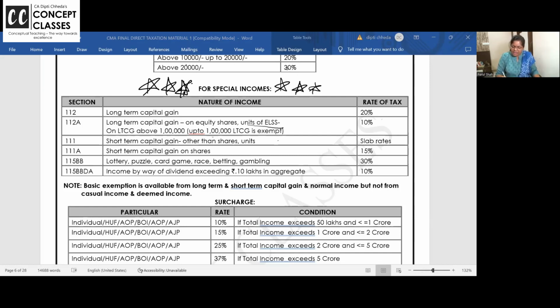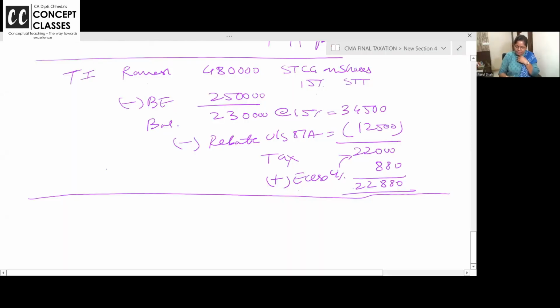Beyond that, 10%. Yes, this 1 lakh is additional to basic exemption. Write down. I'll explain. This 1 lakh is additional to basic exemption. Now, what do I mean by this? 1 lakh and 10%. I need to show you with one example. Here you go. Check with me.